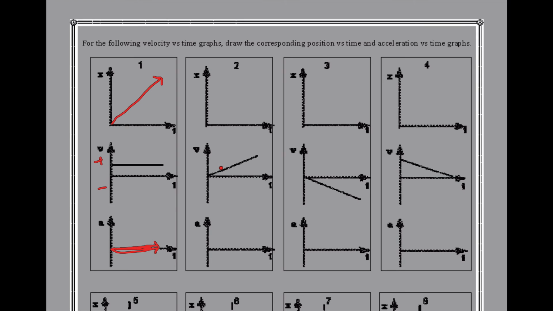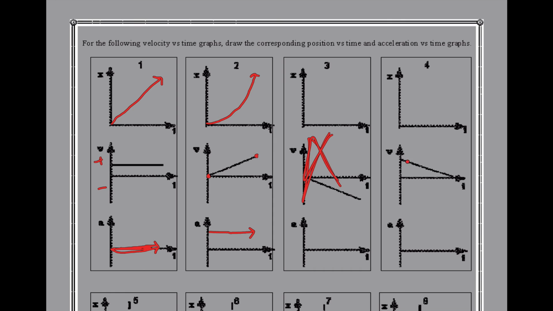Okay, if we look at the second one, our velocity starts at 0 and becomes a bigger positive number. So if we use our handy dandy slope-o-meter, like I'm going to show you in class, we are going to start with a slope of 0, which means our pen is going to be horizontal, and we are going to go up to an increasingly positive number. The slope of this line is a positive constant number, so our acceleration is going to be a positive constant number. I'm going to skip number 3 because that's kind of similar to number 2.